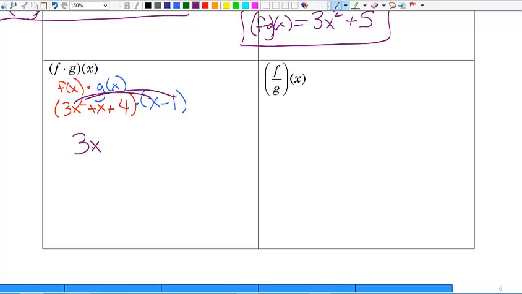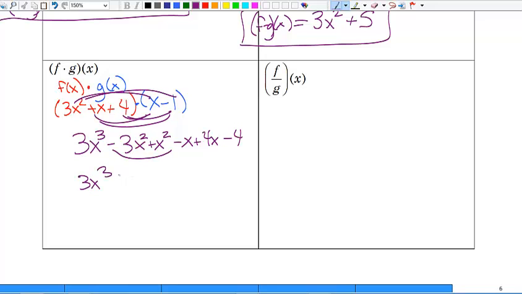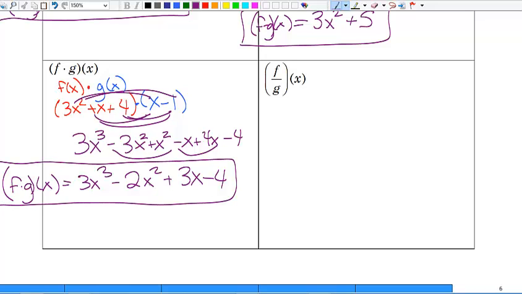So 3x squared times x is 3x cubed. 3x squared times negative 1 is negative 3x squared. Plus x times x is x squared, plus x times negative 1 is minus x, plus 4x minus 4. So I have 3x cubed. When I combine these two, I get minus 2x squared. When I add those two, I get 3x minus 4. So f times g of x is equal to, again, a new function, 3x cubed minus 2x squared plus 3x minus 4.